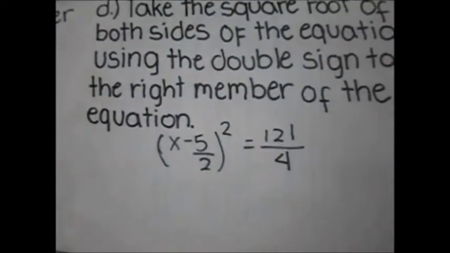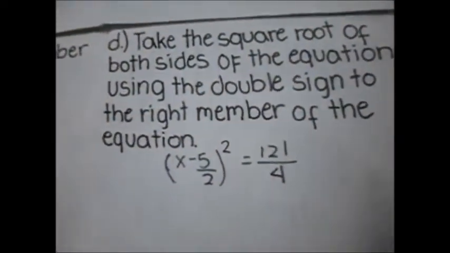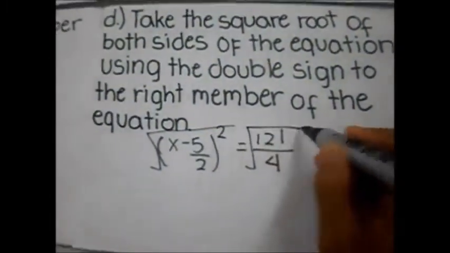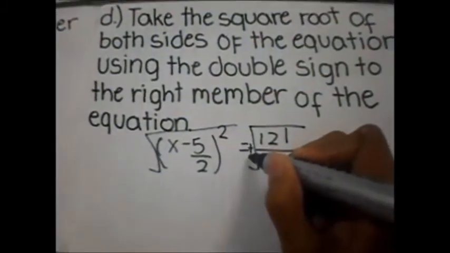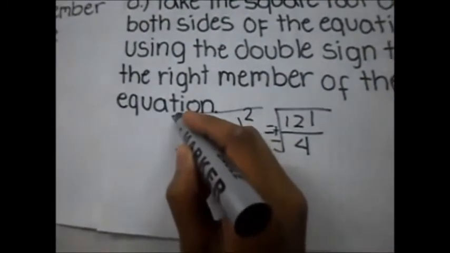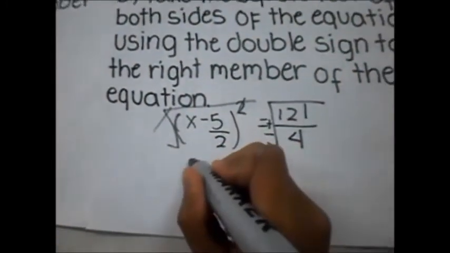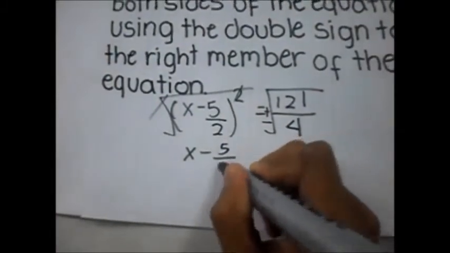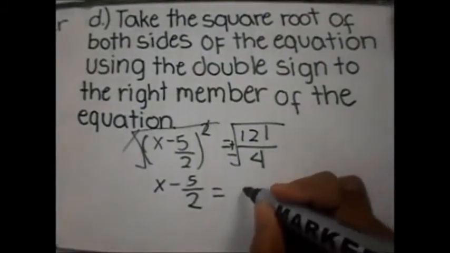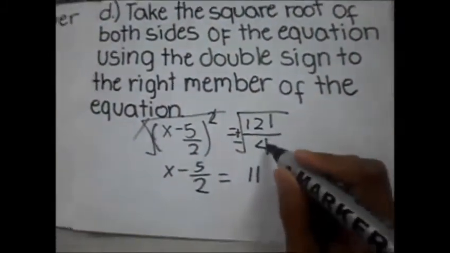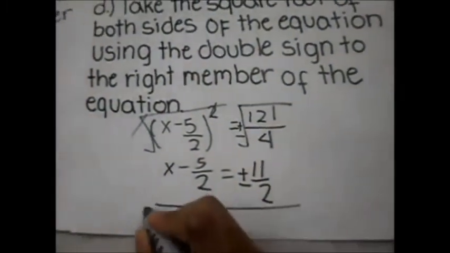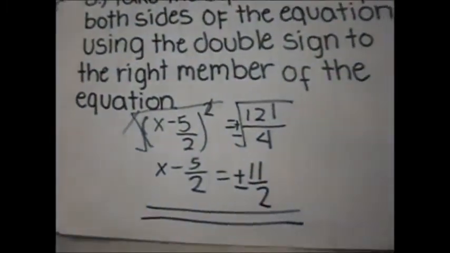So as it said, we need to take the square root of both sides, with the positive negative sign to the right member of the equation. Square root cancels the square, so it becomes x minus 5 over 2. Then the square root of 121 equals 11, and the square root of 4 equals 2, with the positive negative sign. So this is our last equation to find the value of x.